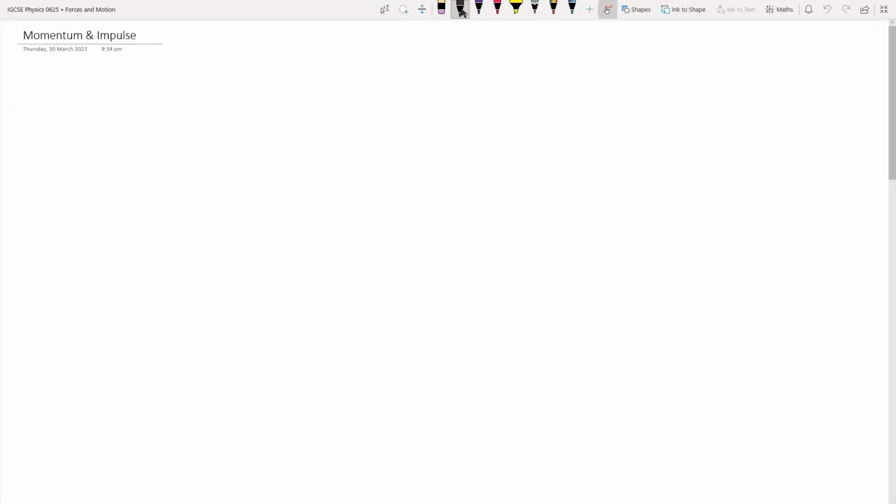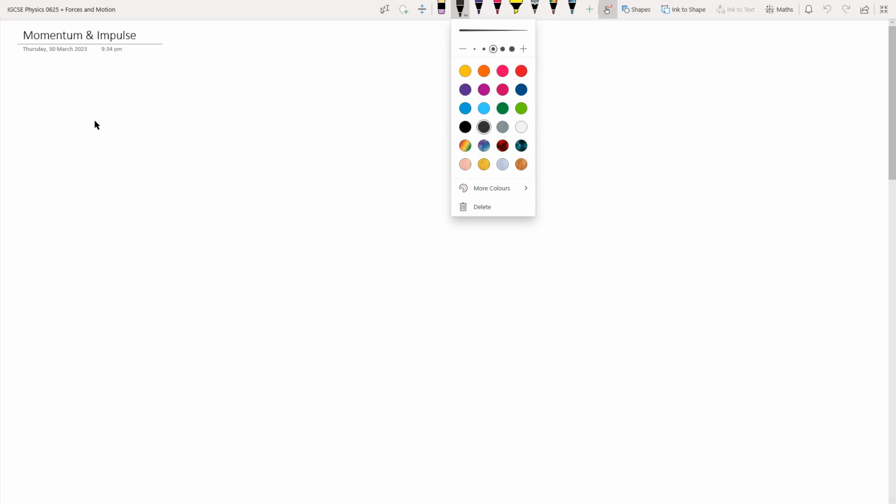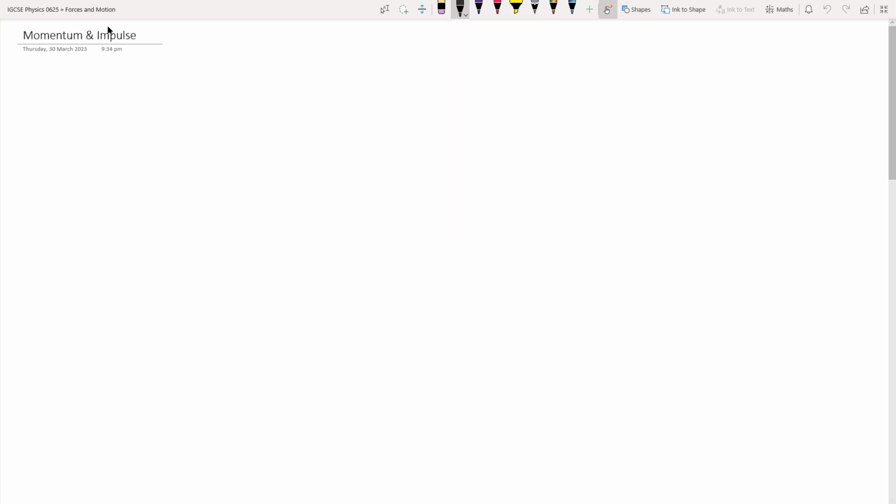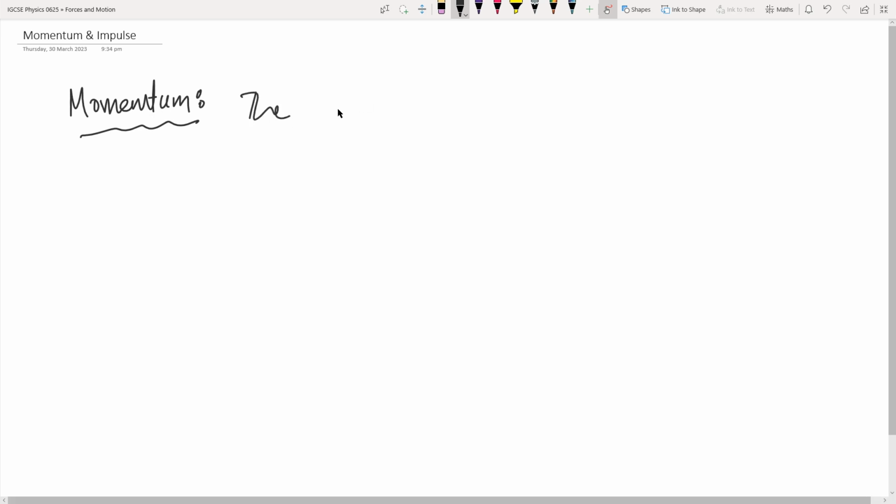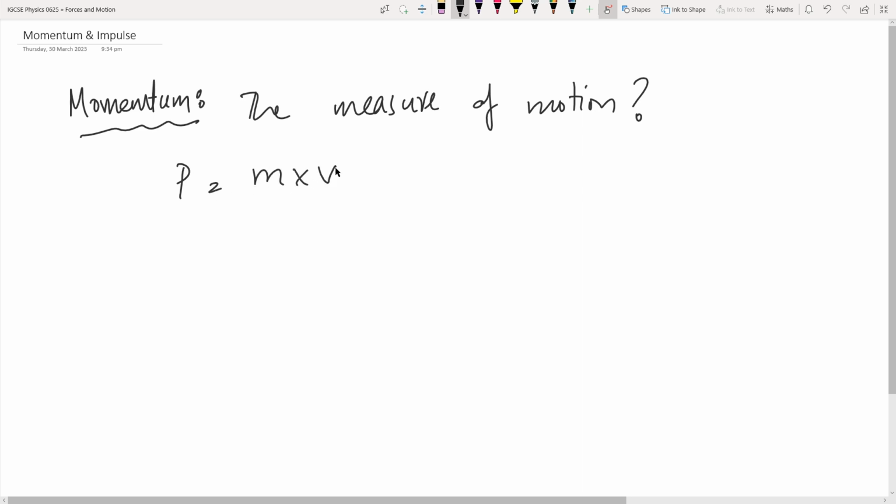So what is momentum? Momentum is actually the measure of motion, right? What do we mean by the measure of motion? That means momentum is actually the product of mass and velocity, how fast a specific mass was going.